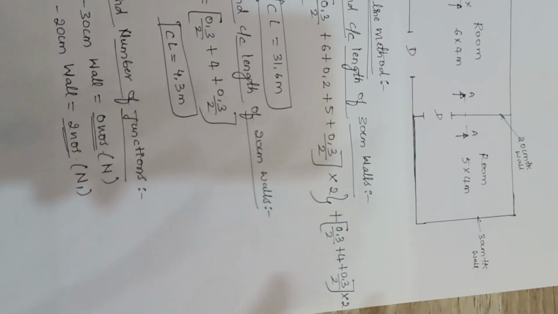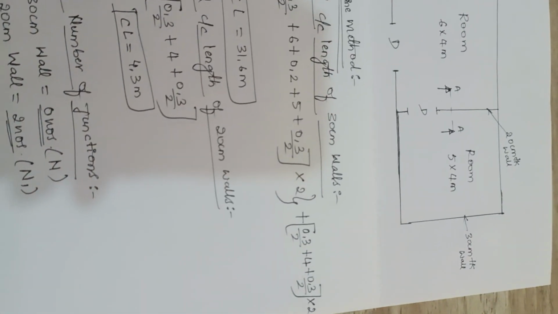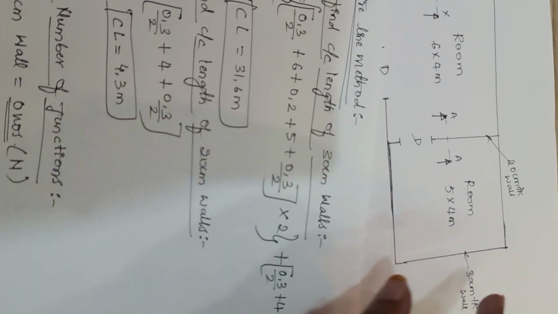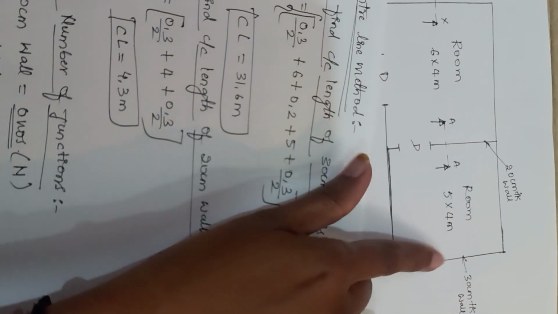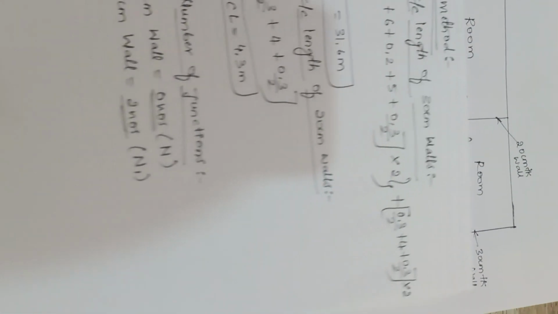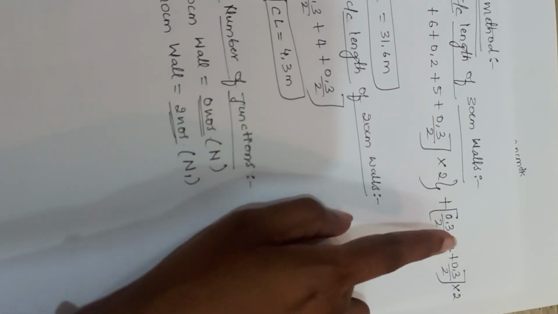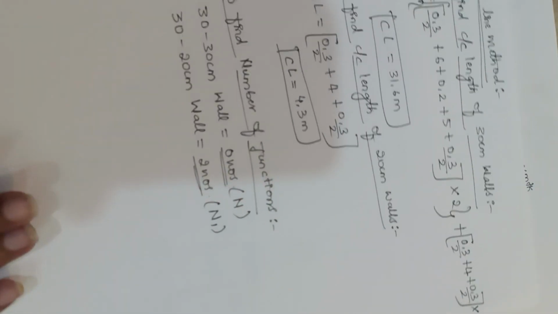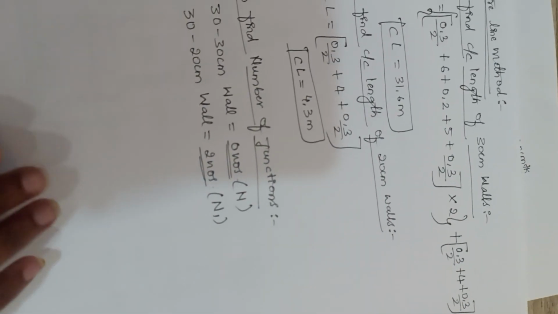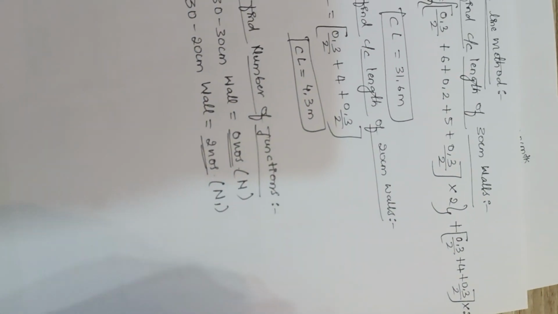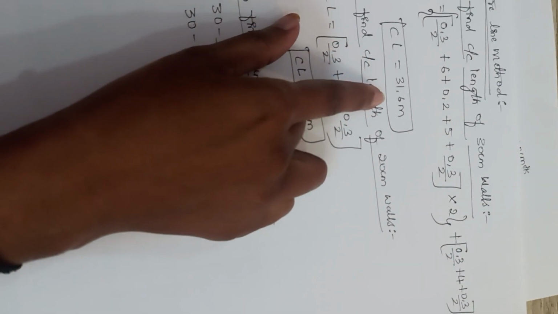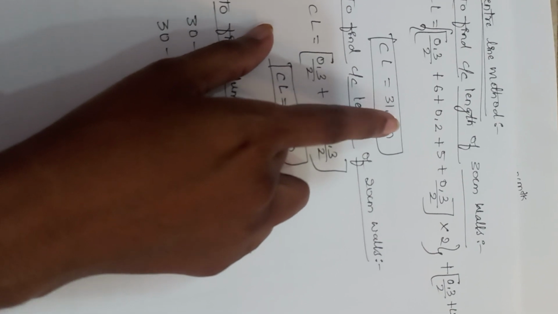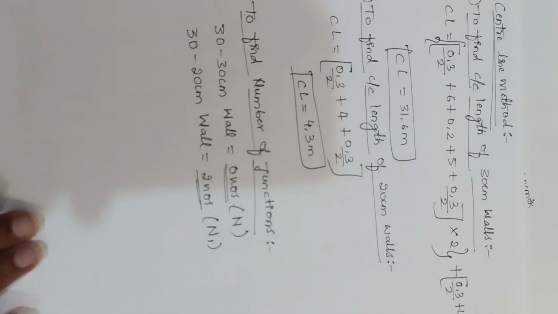So like this, the total length of your wall along the vertical direction gives you a value of 4.3, and you have two walls of the same length, so you multiply your calculation by two, the number of walls. That gives you the entire calculation for the 30 centimeter wall. You finally solve the entire thing and get 31.6 at the end. So this 31.6 represents the center to center length of the 30 centimeter wall.